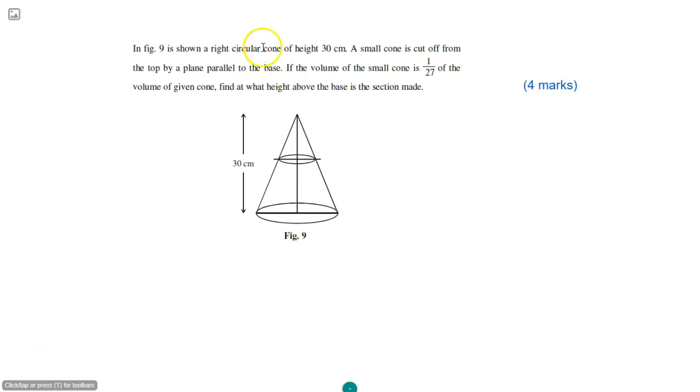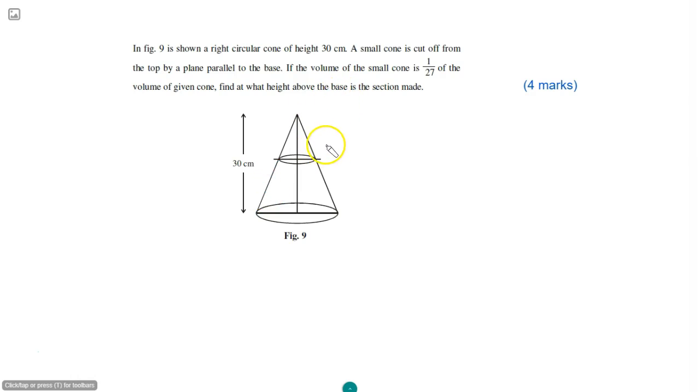Here is the last question from 2016. In figure 9 is shown a right circular cone of height 30 centimeters. A small cone is cut off from the top by a plane parallel to the base. If the volume of the small cone is 1/27 of the volume of the given cone, find at what height above the base is the section made. So the question is to find this height, the height above the base where the section is made.